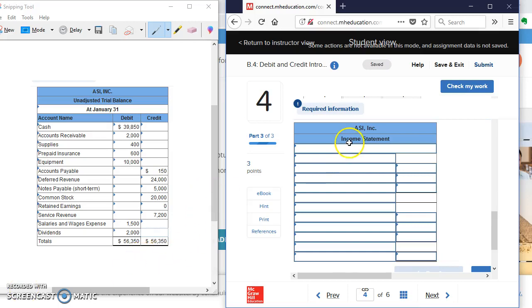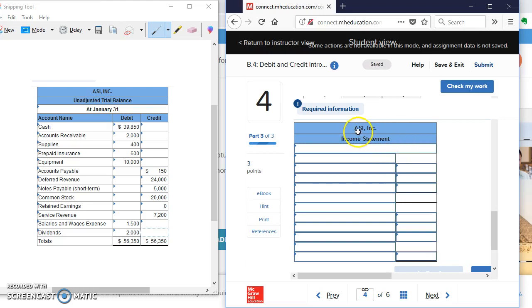All right, so the last step in the whole process is to create our financial statements here. We're going to do an income statement, statement of retained earnings, and balance sheet. And what I did is I put the screen grab of the trial balance on my left side here. And then we're just going to take the information from the trial balance and plug them into the financial statement.